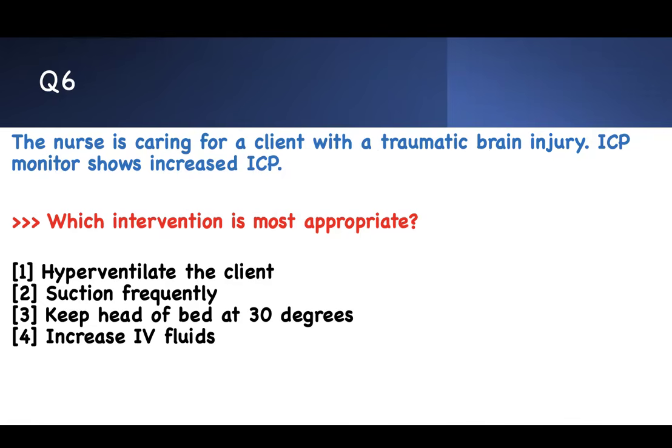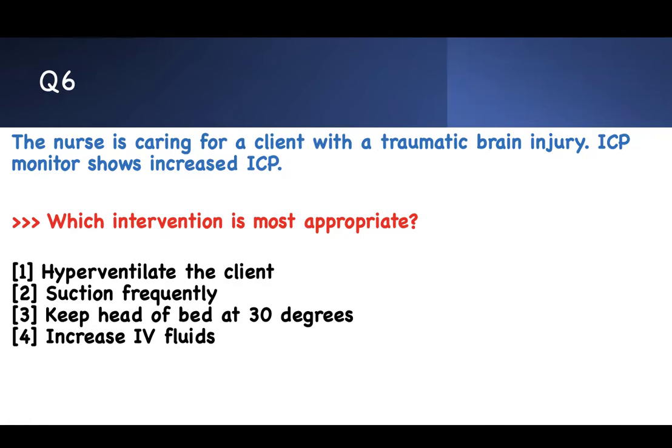Stop the video, think about it, pick an answer, put it in the comment, and see if you get it wrong. If you get it wrong, see the way I approach it. ICP, I need to decrease ICP. Hyperventilation will decrease ICP, but it's temporary. Suction frequently will worsen ICP. I should not do that. Increase IV fluid is going to worsen ICP unless the patient is hypotensive. They've not told me the patient is hypotensive. Therefore, I'm not picking that.